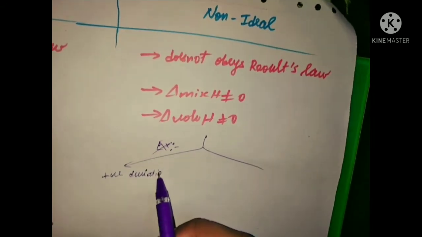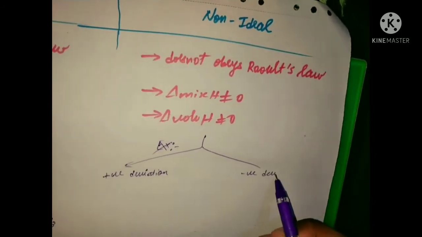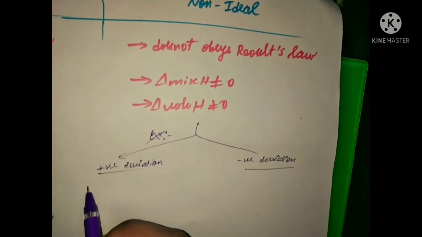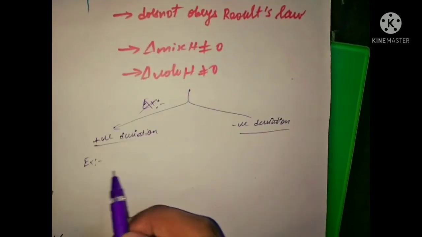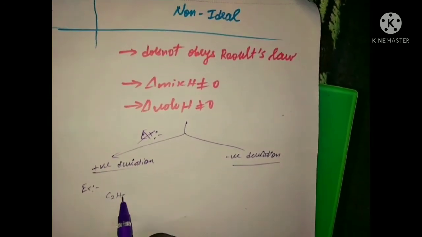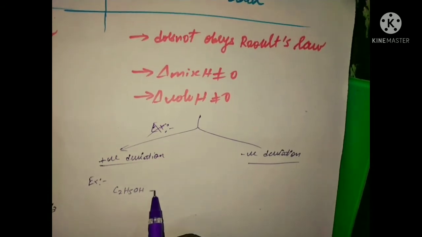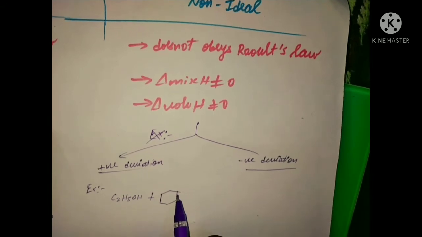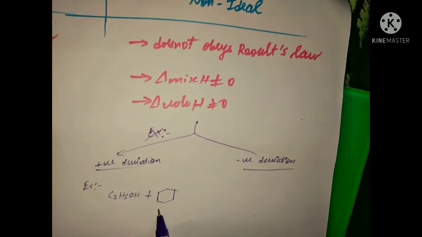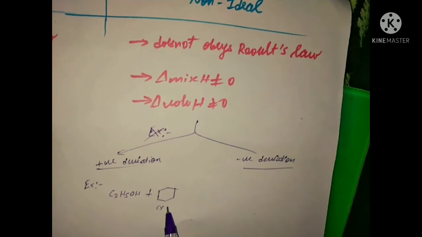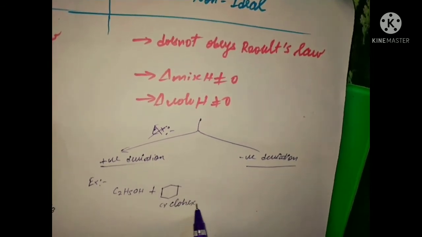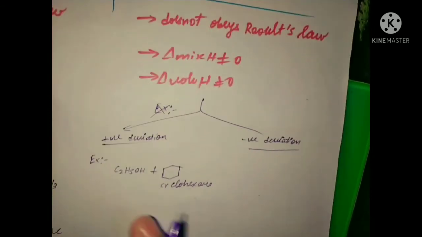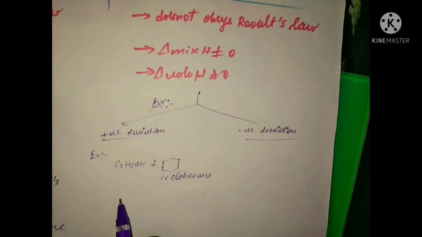For CET purpose, they will not ask you any definitions, nothing. I will tell you just examples. Listen. C2H5OH, ethyl alcohol, plus cyclohexane.